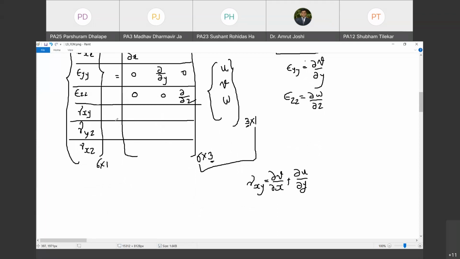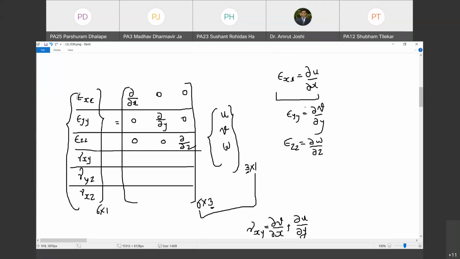Yes. So let me write down that. So how do I write that? See dou v by dou x and dou u by dou y. So first of all, I will have to write down dou by dou y here. So it will become dou u by dou y plus dou v by dou x. So I will have to write dou by dou x here, so that it will be dou v by dou x. So what is gamma xy? Dou u by dou y plus dou v by dou x and then 0 into w. Happy? Now let us go ahead with the gamma yz.